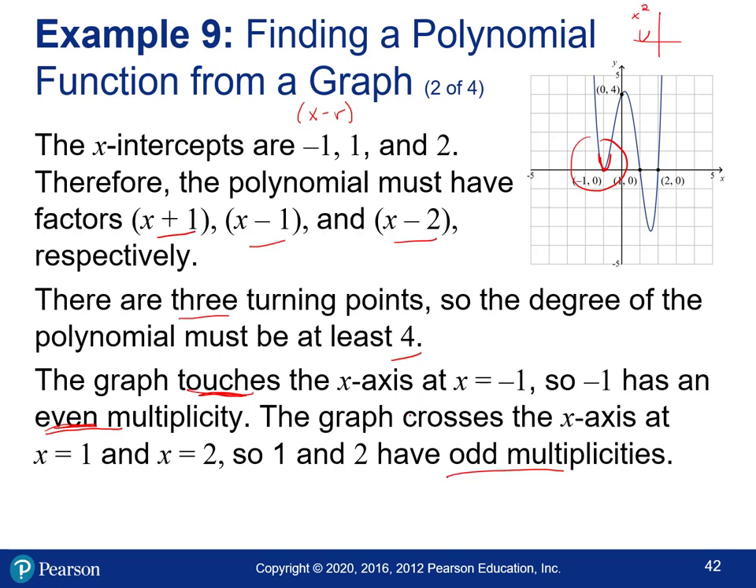And so that would have an even multiplicity. And then if it crosses through the x-axis, like it does here and here, those ones would have odd multiplicity. And that's because if you think about maybe the x cubed function, it crosses through the x-axis. So this is an important thing to note, and just kind of keep this on hand. If your graph touches the x-axis, your multiplicity is even, and if your graph crosses the x-axis, your multiplicity is actually odd. So that's going to help us also in finding this function.